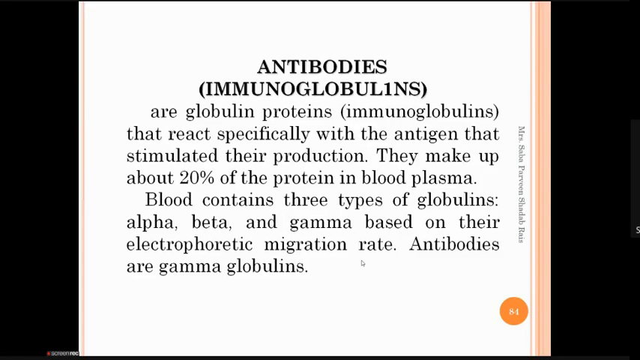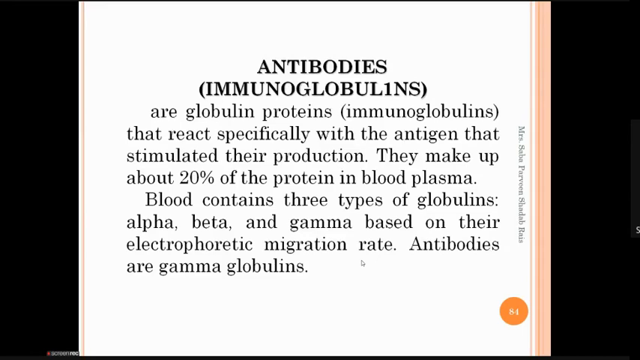Now we will learn in detail about the structure. Basically, in this lecture we will be talking more and more about the antibody structure. So when we see an antibody, it is a globulin protein, and it reacts specifically with the antigen which stimulated its production. These are globulins, and the other name for antibody is immunoglobulin. So what are globulins?